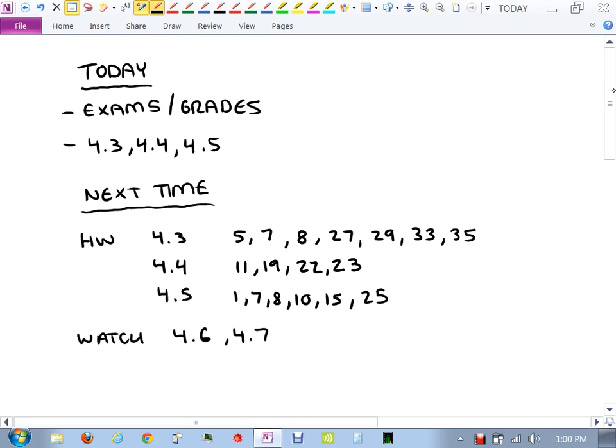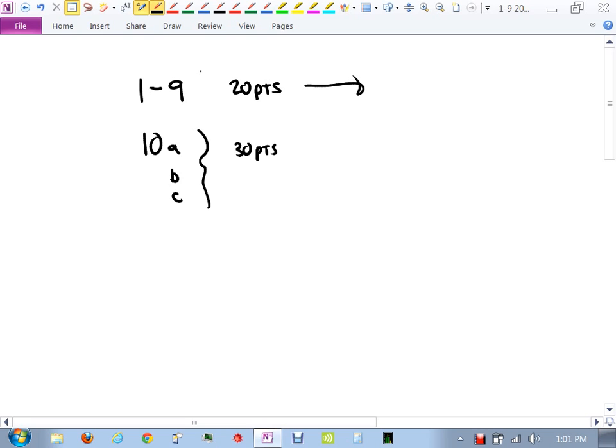I had originally told everyone that problems 1 through 9 were 20 points apiece, and then number 10, A, B, or C, you had to do 2 of those, right? Those were 30 points apiece. So you would have got 180 out of this possible, and out of this 60, which means a total of 240 points were possible.